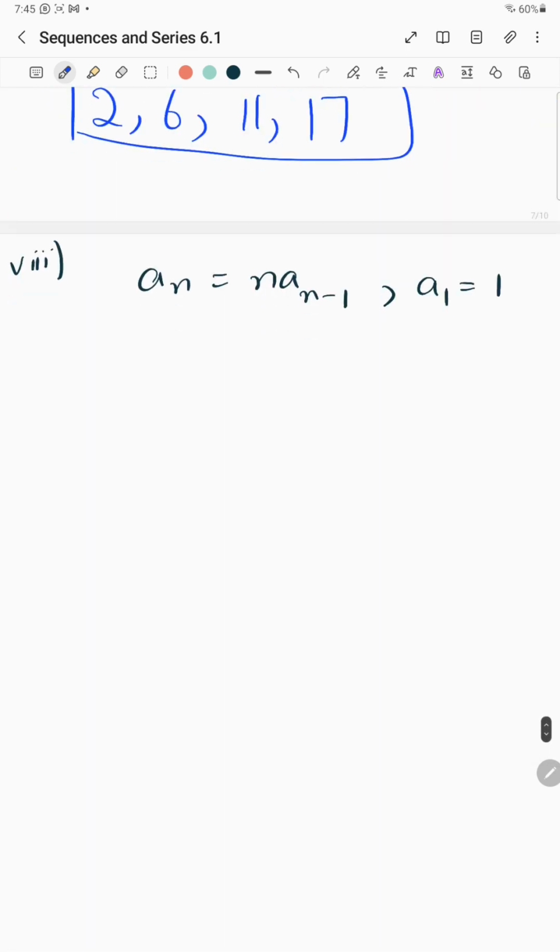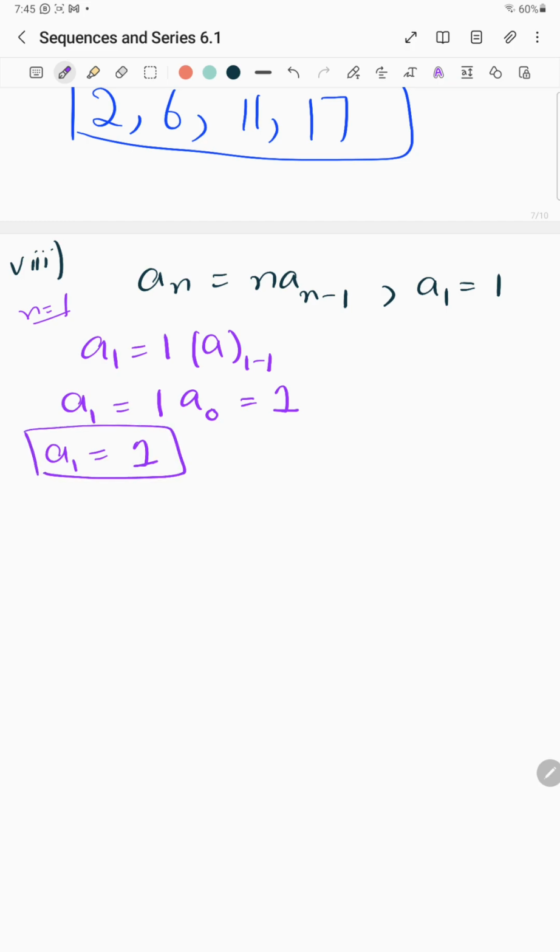Okay. Coming to question number 8. For n is equal to 1, a1 is equal to 1 times a1 minus 1, a naught. So a1 is equal to 1. Now a2, n is equal to 2, 2 minus 1 is 1. So we already know that a1 is 1. So we're going to substitute the value of a1, that is 1. So a2 is going to be equal to 2.